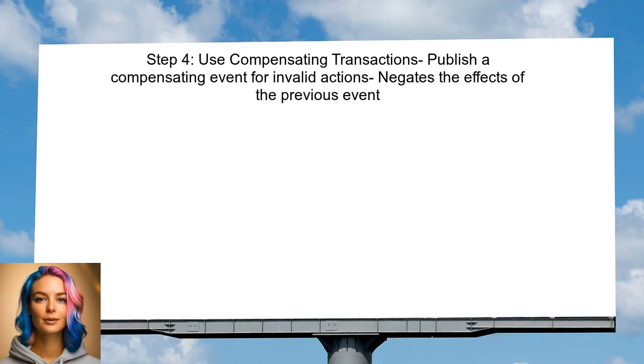Finally, the user should consider using a compensating transaction pattern. This means that if an event is found to be invalid due to a conflict, a compensating event can be published to negate the effects of the previous event.